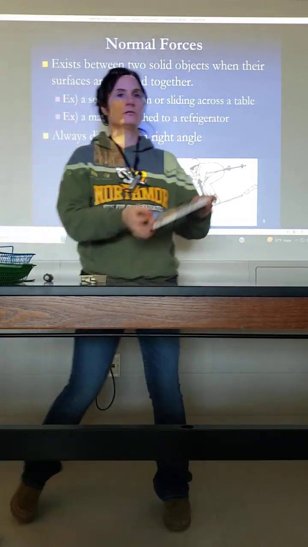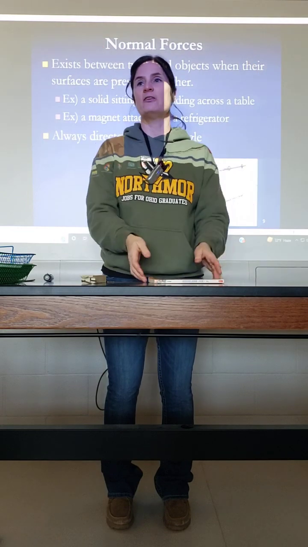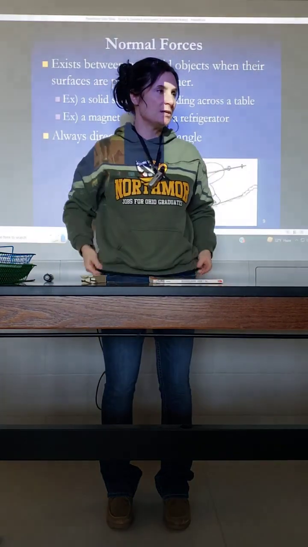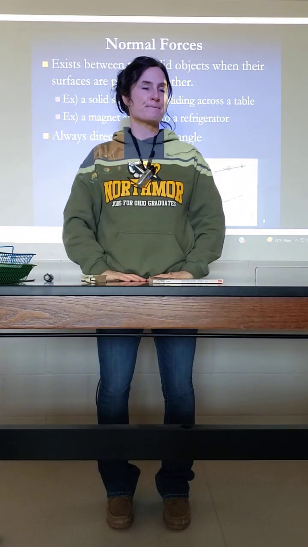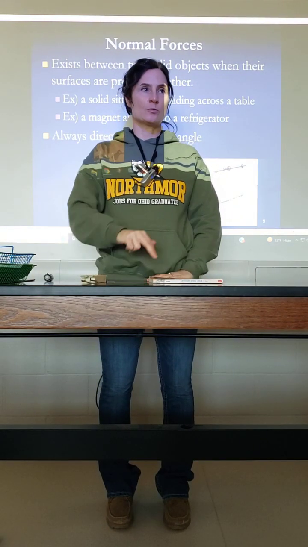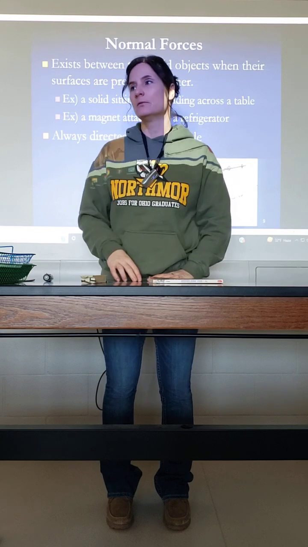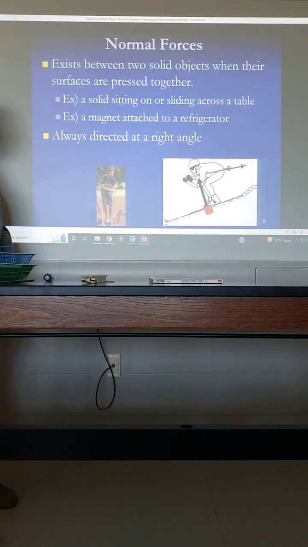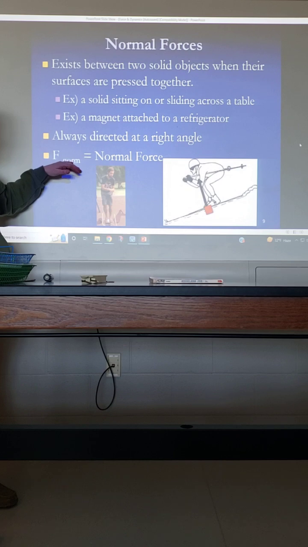So if this book is in free fall, before it hits the table, is it going to be experiencing normal force? It doesn't experience normal force until it touches this table. Okay, so it has to be between two solids and it works at a right angle. Okay, and so we abbreviate the normal force, F norm.